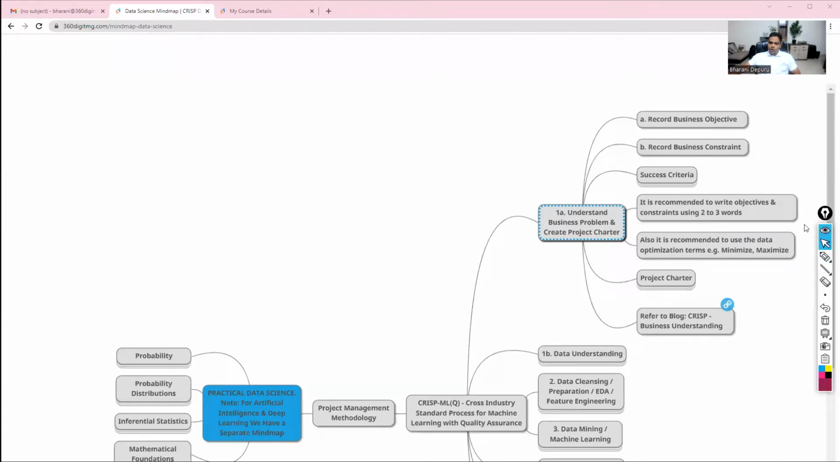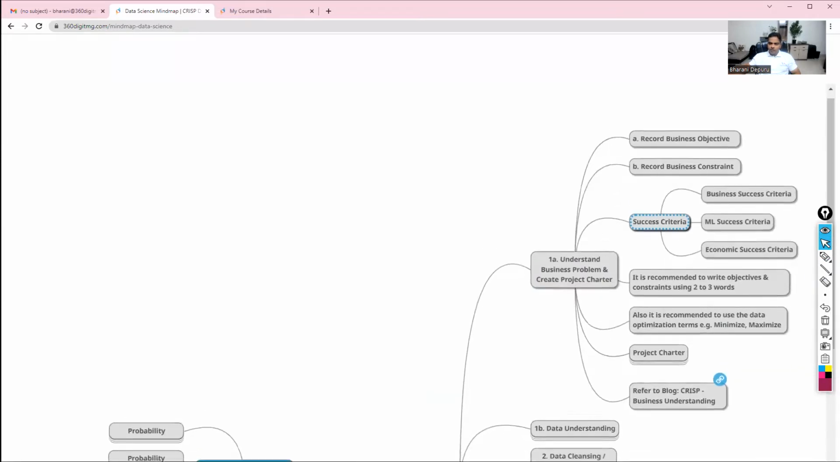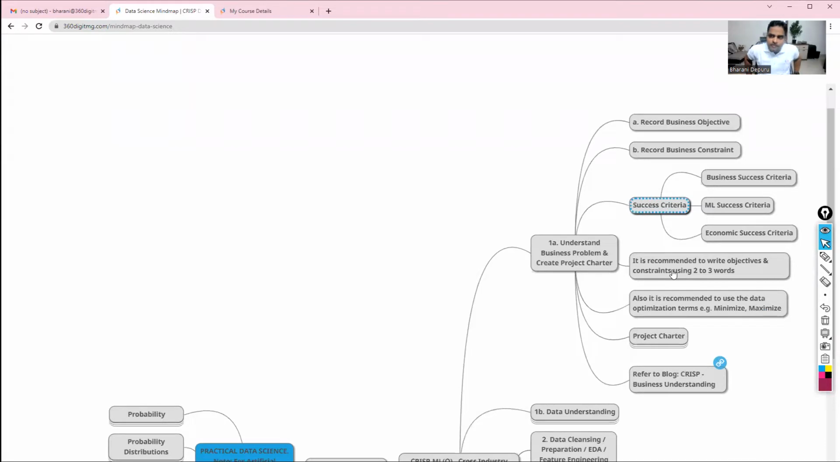And you also need to document the success criteria. Please always remember one thing, friends. I understand that we are going to eventually become data scientists. However, using data science concepts, we are trying to solve a specific business problem. Hence, we need to record the business success criteria. What is it that you're going to achieve from the business standpoint? After that comes your machine learning success criteria. What are the algorithms that you're going to use? And what is the accuracy that you're going to achieve?